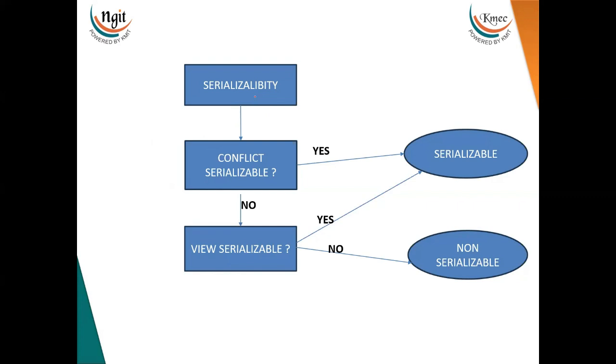When testing for serializability, first we are going to check whether the schedule is conflict serializable or not. If it is conflict serializable, then you can directly say that it is a serializable schedule. Clear? If the schedule is not conflict serializable, then you have to test whether the schedule is view serializable or not. If it is view serializable, then you can say that it is serializable as well. But if it is not view serializable, then you can say that it is non-serializable.